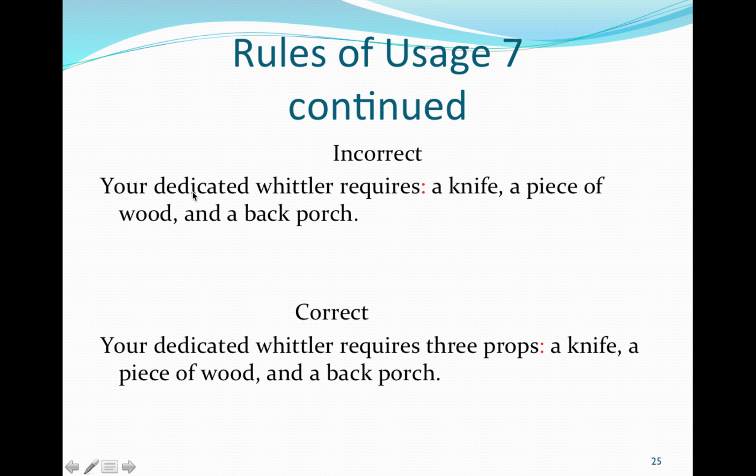Okay, whittler is our subject. The whittler requires is our verb. So if we say subject verb what, and we get the answer to that, then we have our complement to our verb. So let's try that. Whittler requires what? Here's the answer. A knife, a piece of wood, and a back porch.